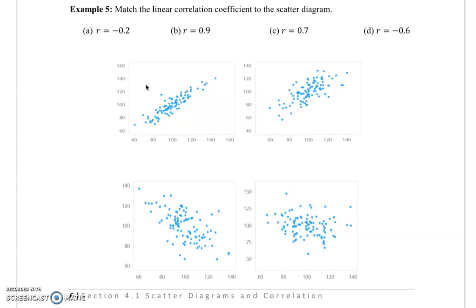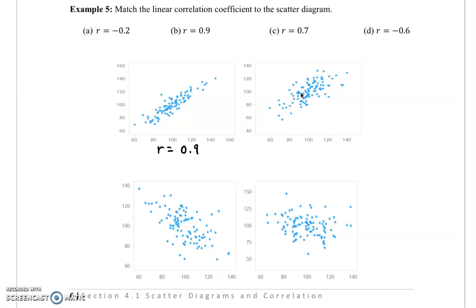If we look at the top left graph, we can see that as the horizontal variable is getting bigger, the vertical variable is also getting bigger. So we know it has to be one of the 2 positive correlations. And since these are much closer to being all together on a straight line, we would say this one has an R of 0.9, probably.